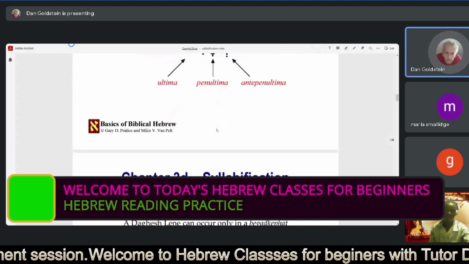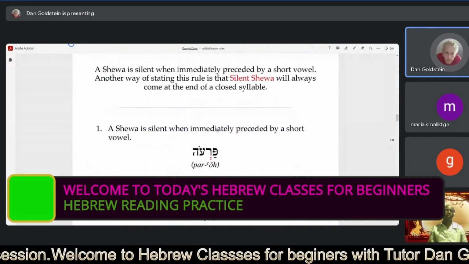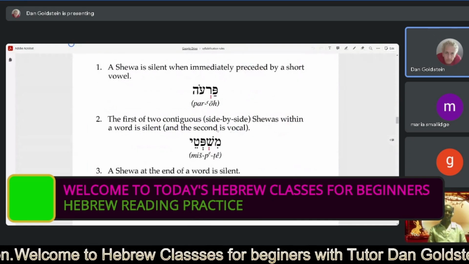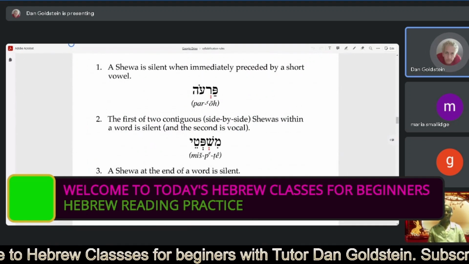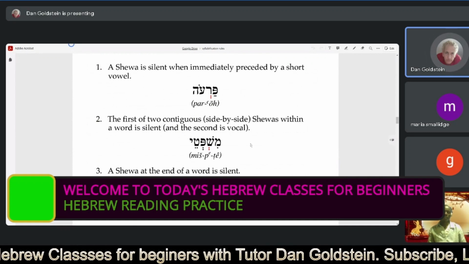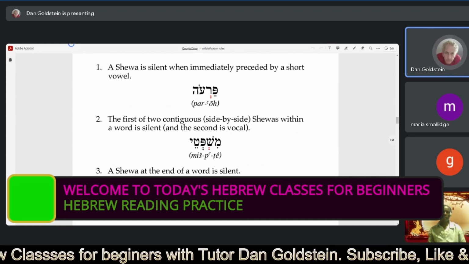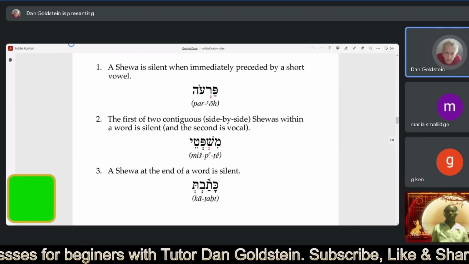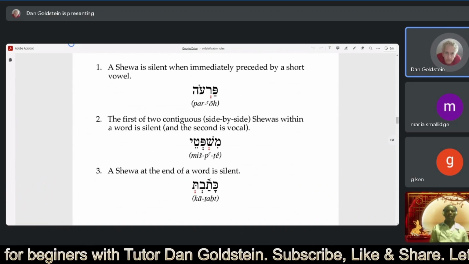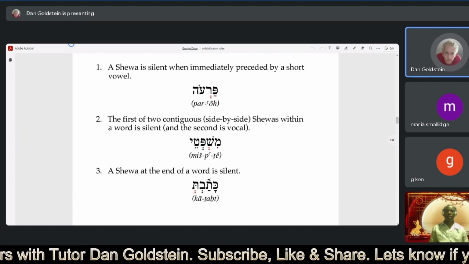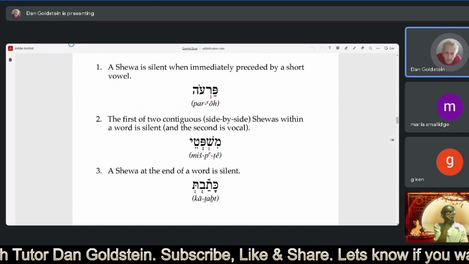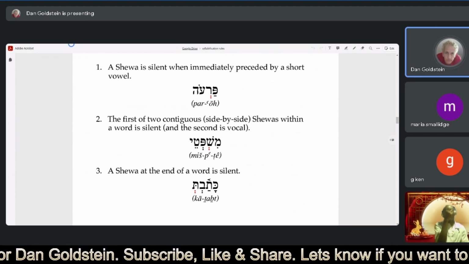Now, if we have two shvas in a row in the middle of a word, we have the second case on this screen, number 2. The first of two contiguous, in other words, side-by-side shvas within a word, the first of those shvas is silent and the second is vocal.